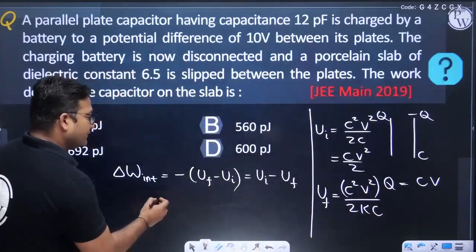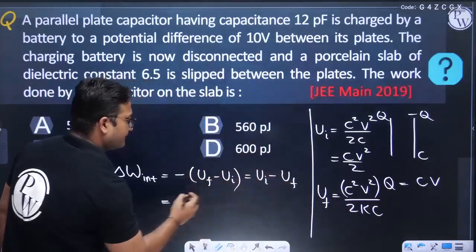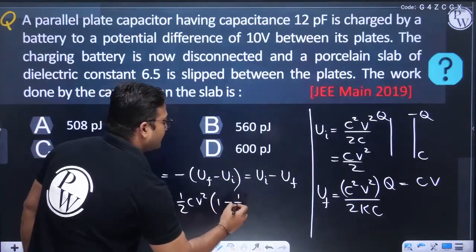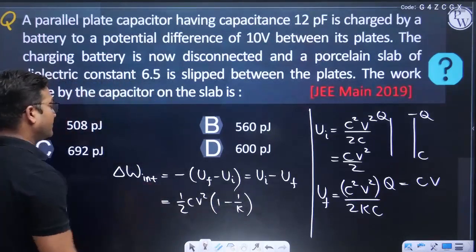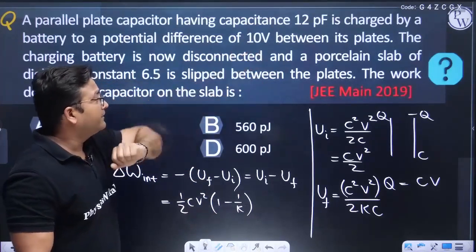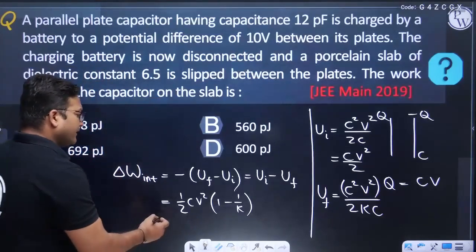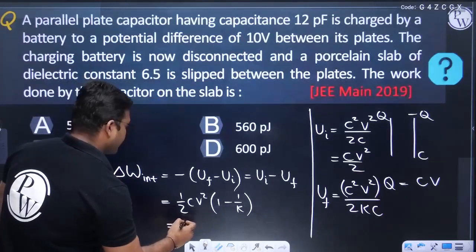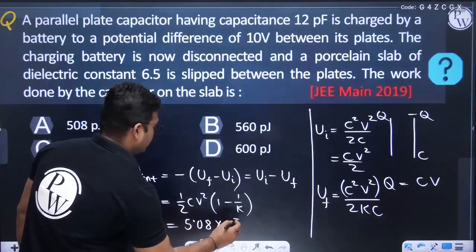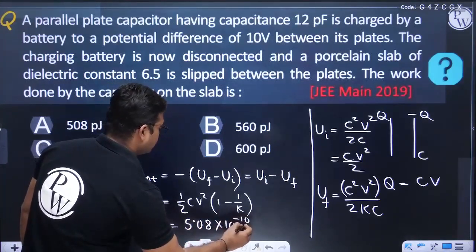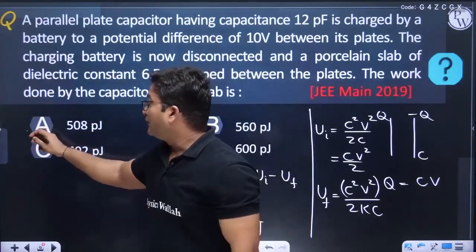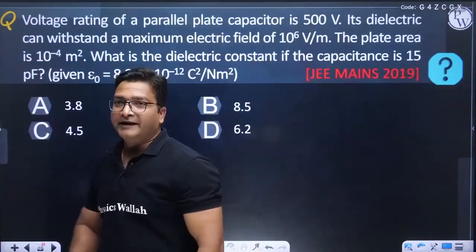Okay, so let's put the values here, and for Ui minus Uf you will get half CV square common, times 1 minus 1 by K. Okay, so let's put all the values: C as 12 picofarad, V square as 100 because V is 10, and K as 6.5. You will get an answer very close to 5.08 times 10 to the power minus 10 joule. So if you check the options, it will be close to option A. Okay, so over to the next question.